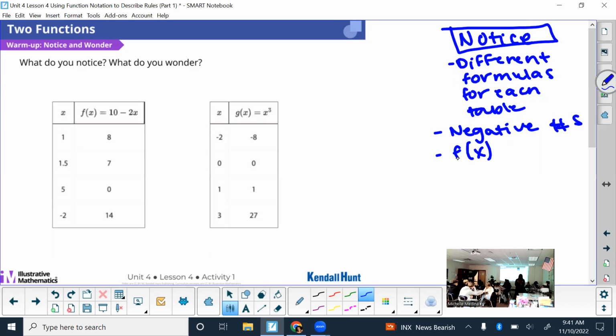Okay, so one is f of x, the other is g of x. All right, other volunteers. Jordan. There's nothing you notice. William. Allison. Okay, so x to the power 3. There's decimals. All right, I think this is a pretty good list that we have going so far.